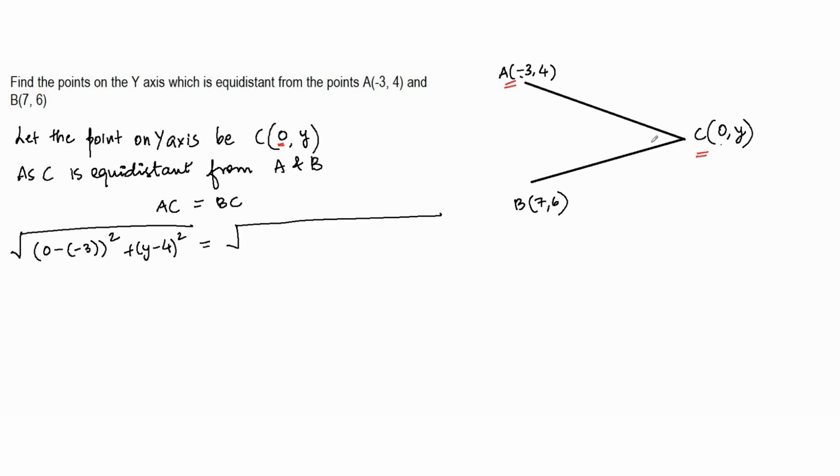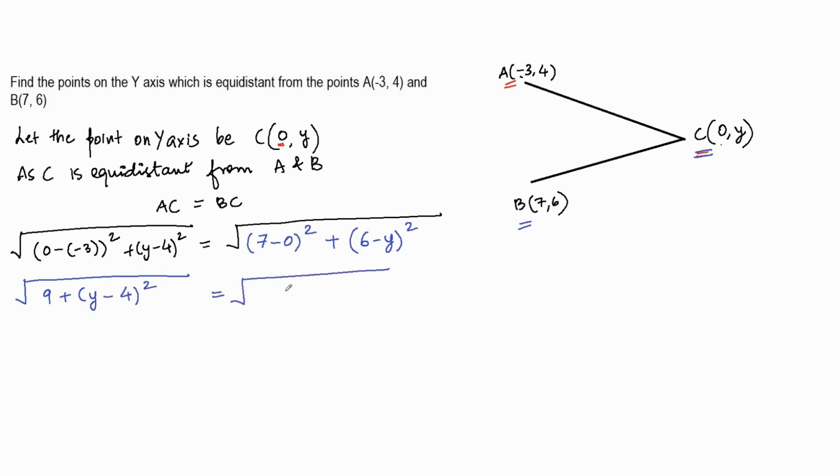And BC can be calculated as, when I calculate BC, I should take the coordinates of B and C. The difference in their x coordinate is 7 minus 0, the square of that, plus the difference in the y coordinates is 6 minus y the whole square. So this becomes under root of 0 minus of minus 3 is 3, 3 square is 9. So 9 plus y minus 4 the whole square is equal to under root of 7 minus 0 is 7 square is 49 plus 6 minus y the whole square.